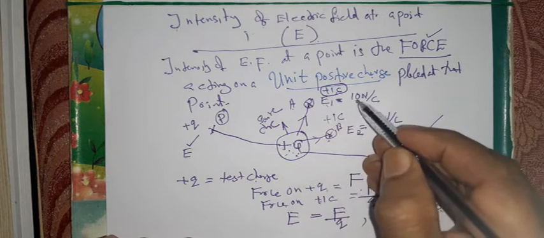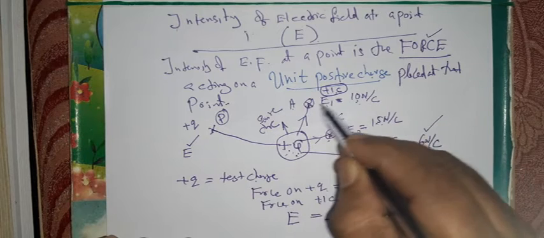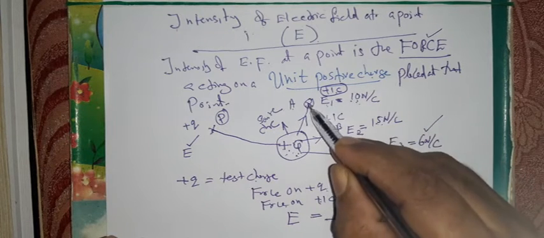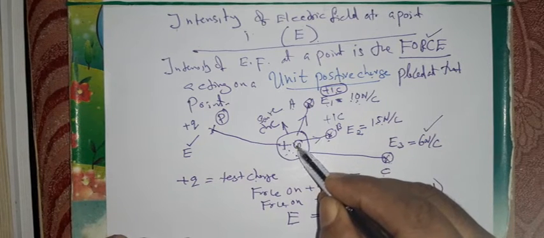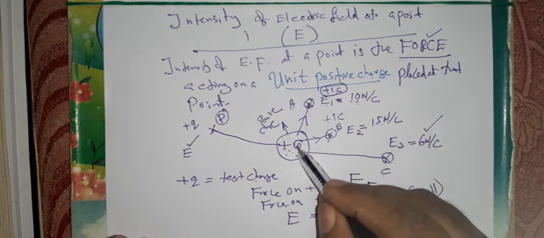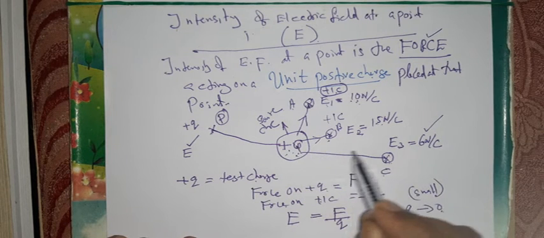Suppose to find out the intensity of the electric field at A, you are placing 1 coulomb of positive charge. Then what will happen? This 1 coulomb will exert a force on Q, and sometimes this force will be enough to change the position of the source charge.